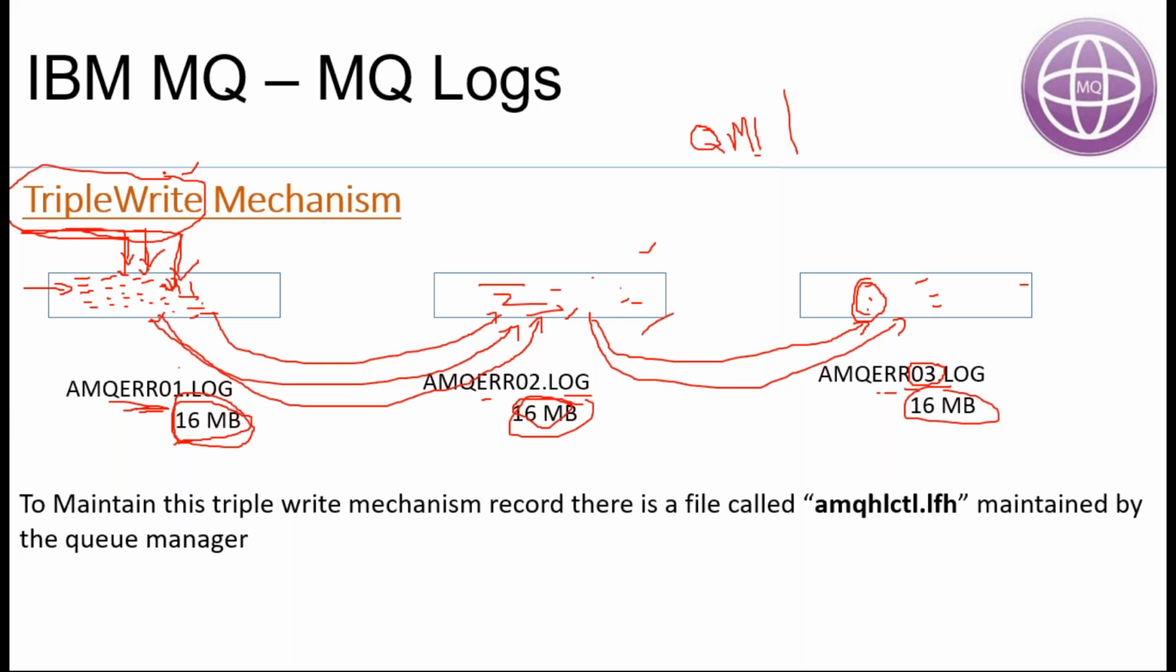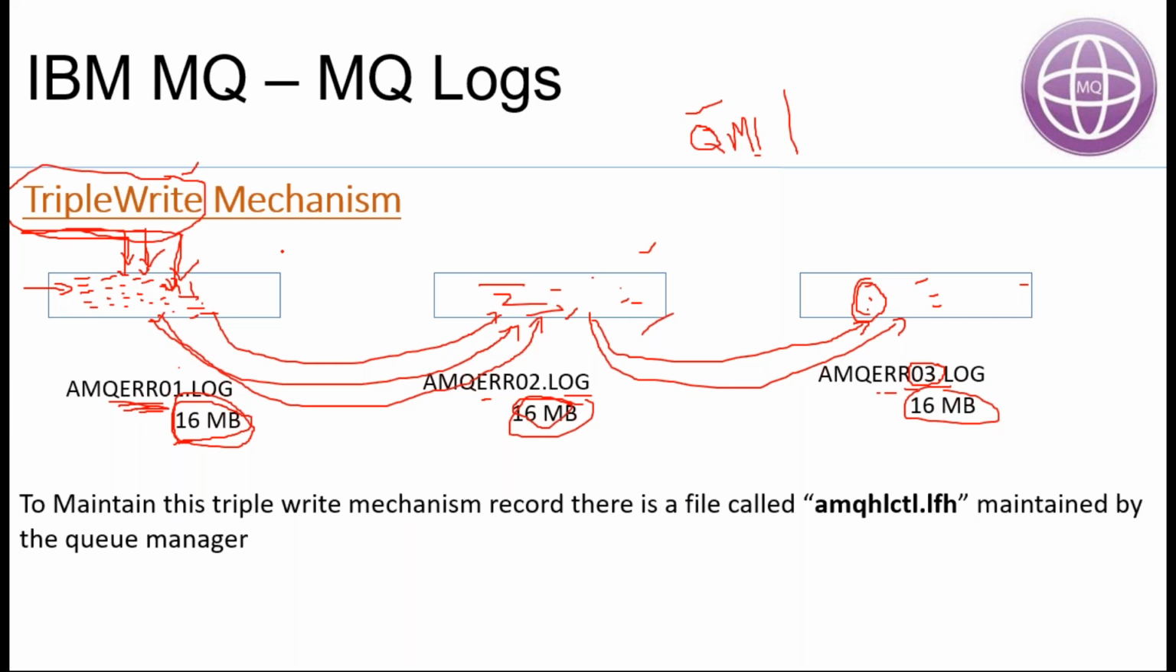Okay. Sir, these logs are getting rotated on a daily basis? No. It's not on a daily basis. It depends on how frequently your first file is getting full. So if the errors are happening very frequently, then the logs are getting rotated very frequently. If it happens like once a year, then it won't rotate that frequently. So it depends on how many errors are happening in the queue manager.